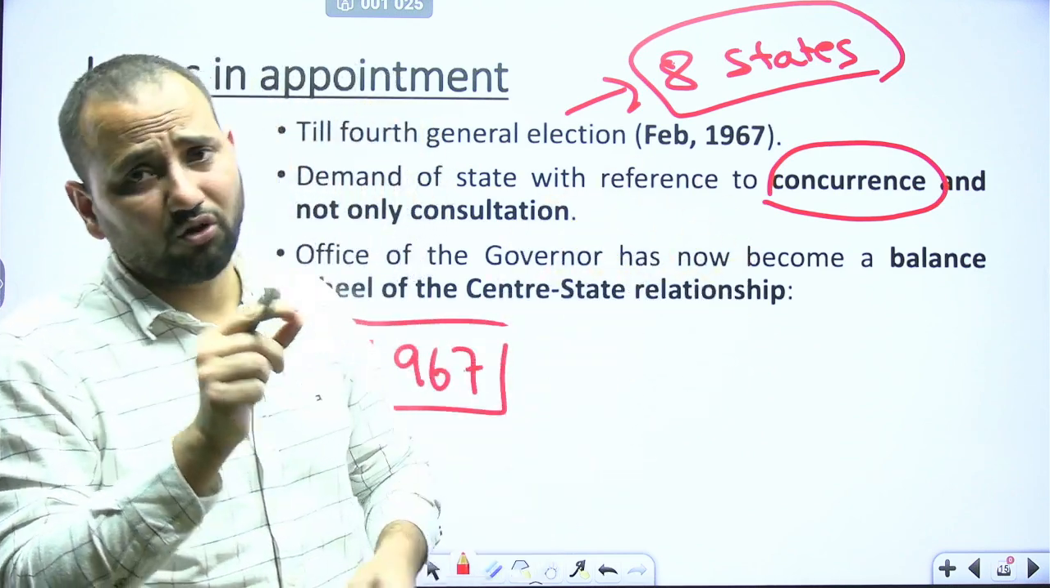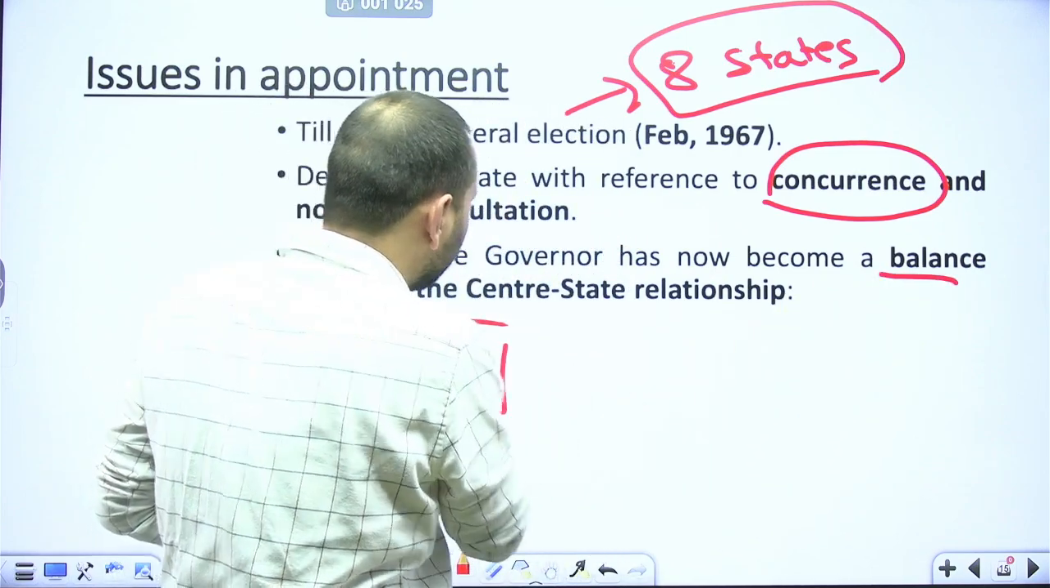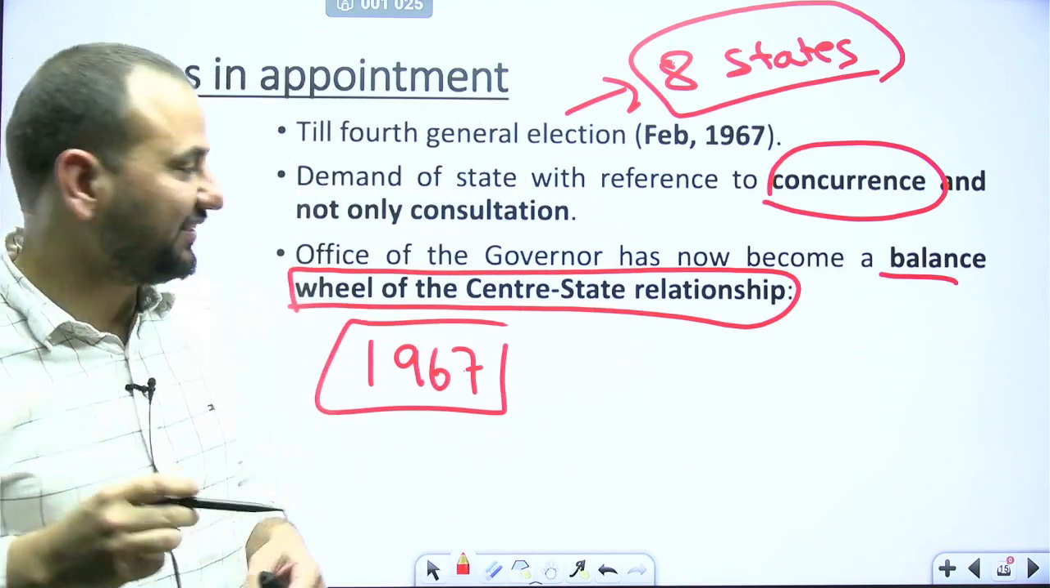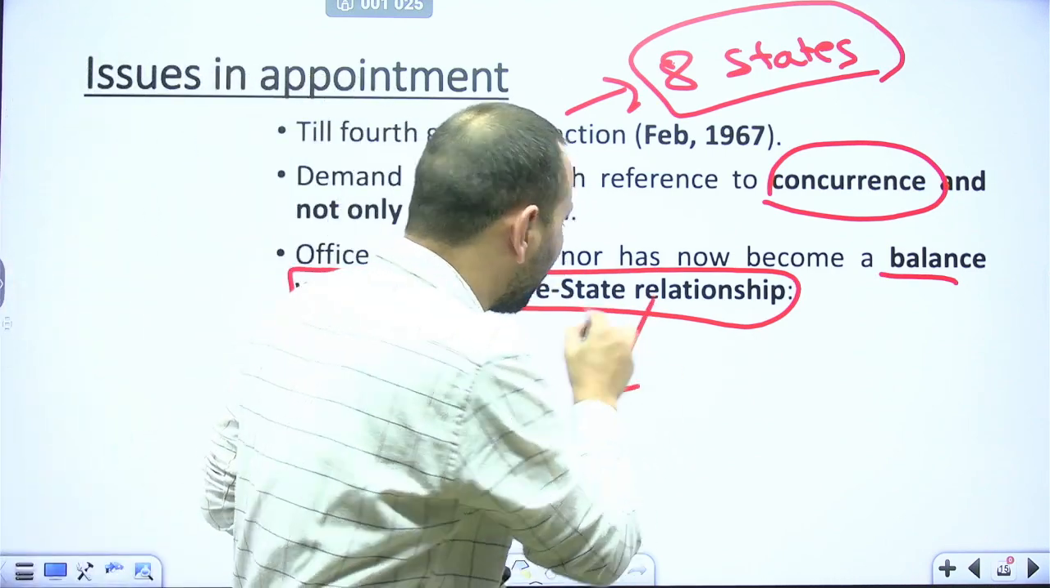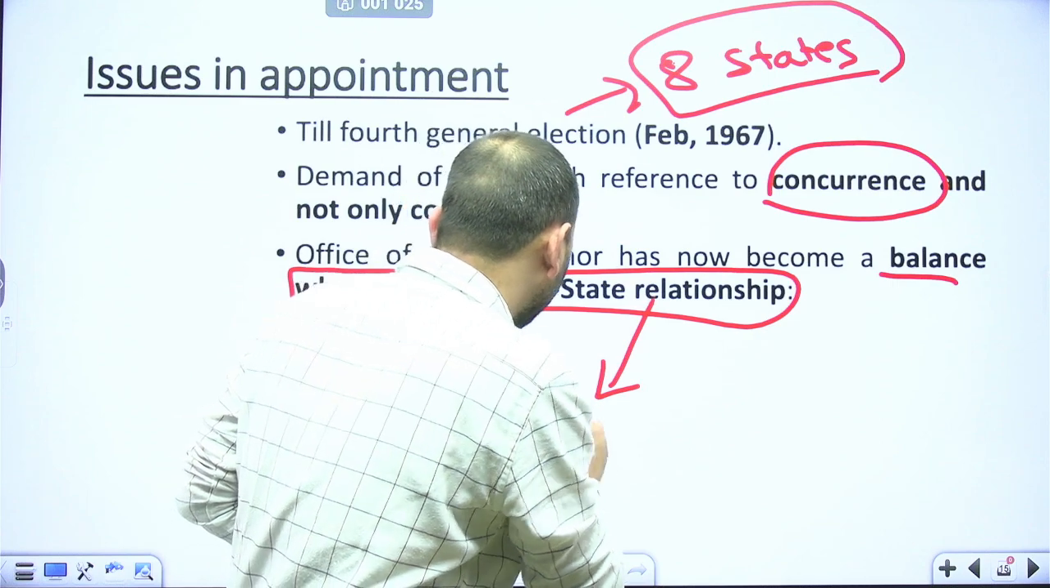If you see the office of governor, you have to understand that it is the balance wheel of the center-state relationship from both dimensions. Both dimensions in the sense that if you talk about the first dimension, what is the first dimension? The first dimension is being the constitutional head of the state.